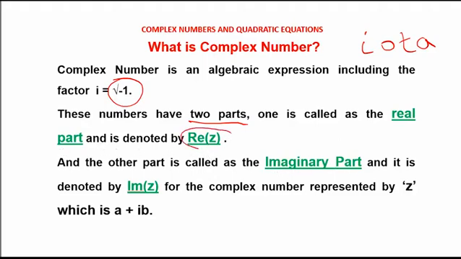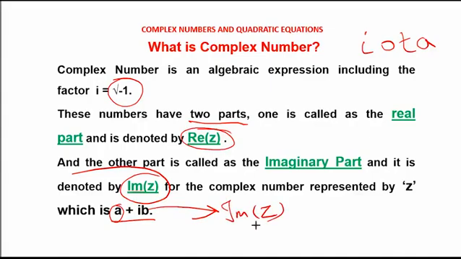The real part is denoted by Re, real part of z, and the imaginary part is denoted by Im of z, for the complex number z is equal to a plus ib. That means the real part of z in this complex number a plus ib is nothing but a, and the imaginary part is nothing but b. This is called the imaginary part of z.